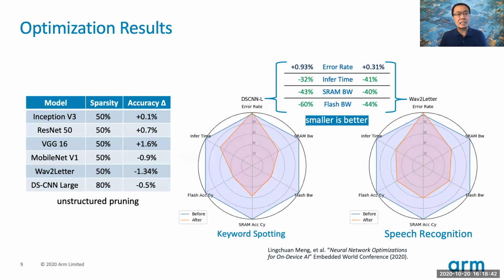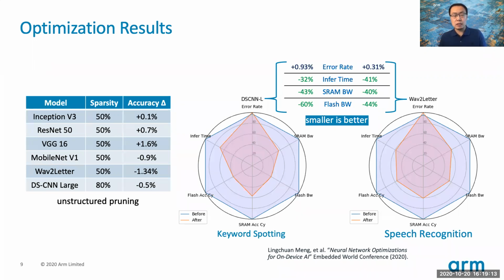This really indicates that the model at design time tends to be overly parameterized and has a good level of redundancy. So by pruning and introducing this additional regularization, in some cases we actually make the model slightly more accurate. And for the other cases, such as MobileNet V1, wave-to-letter, and DSCNN, they can all be pruned at a level between 50 and even 80% sparsity, while seeing only small accuracy degradation.